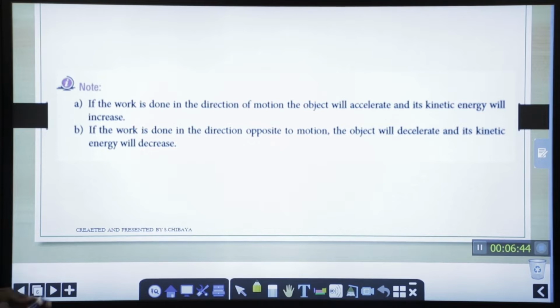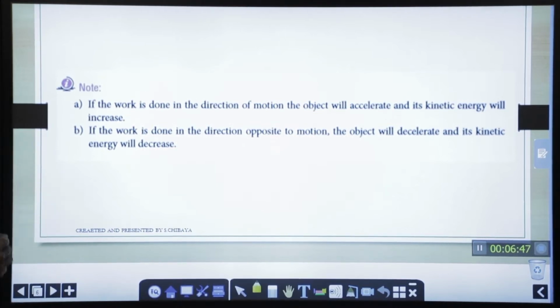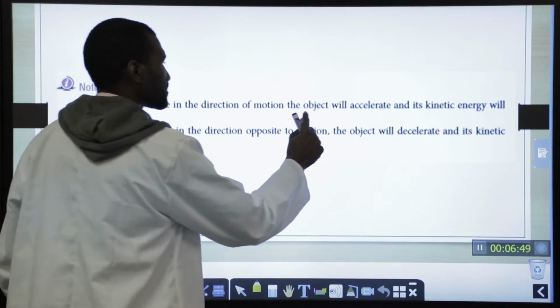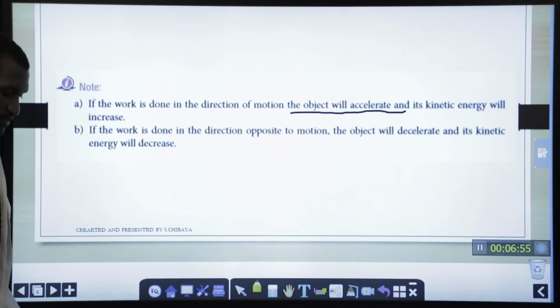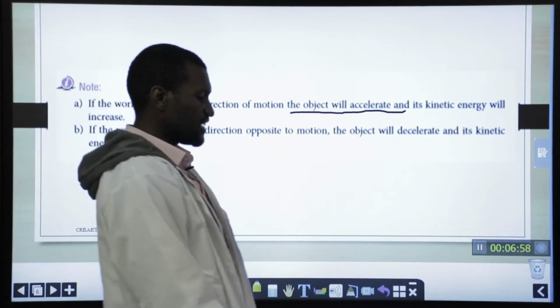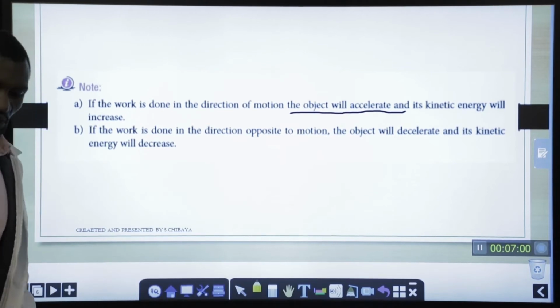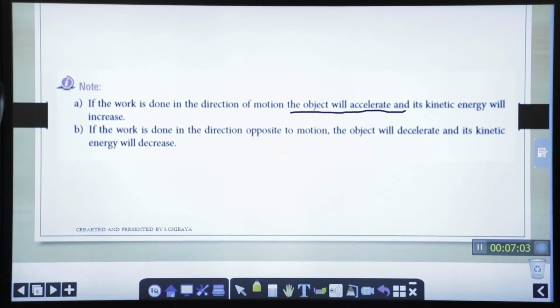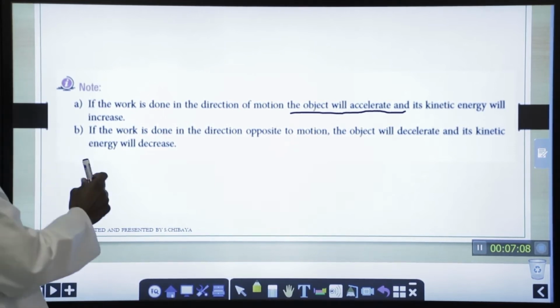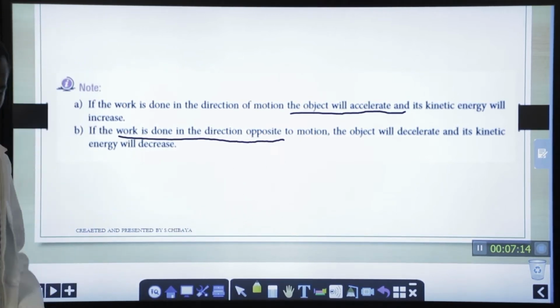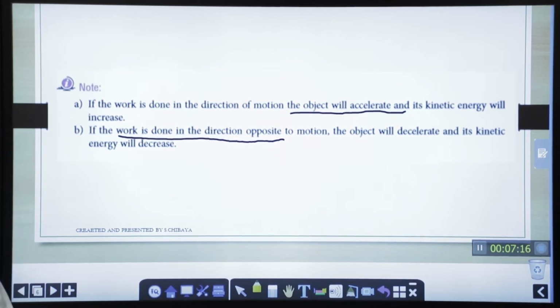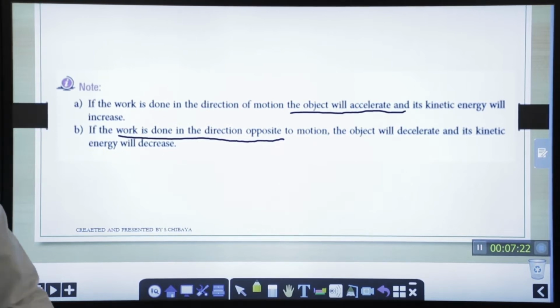All right, we must note that if the work is done in the direction of the object's motion, it will accelerate. And what happens to its kinetic energy? If net work is done in the direction of the motion, what happens to its kinetic energy? Its kinetic energy must increase, right? If work is done in the opposite direction, let's say, for example, the object is moving but work is being done in the opposite direction, what is going to happen to the object?